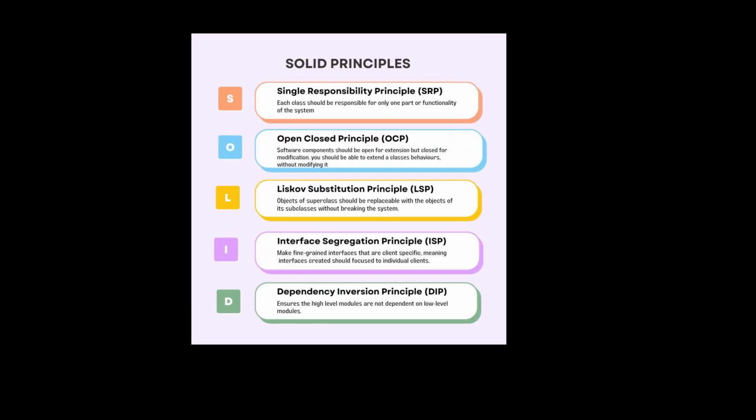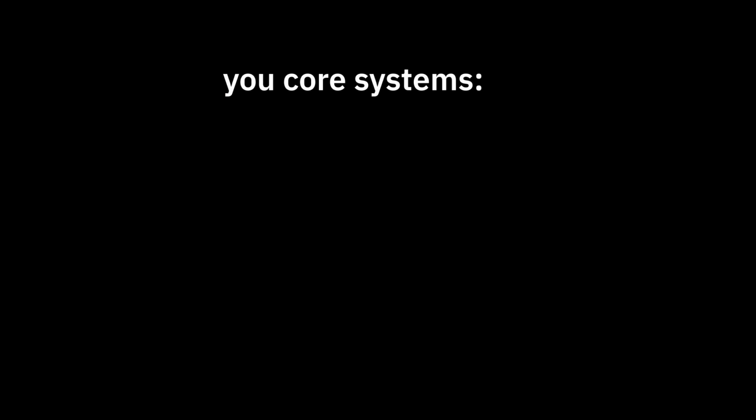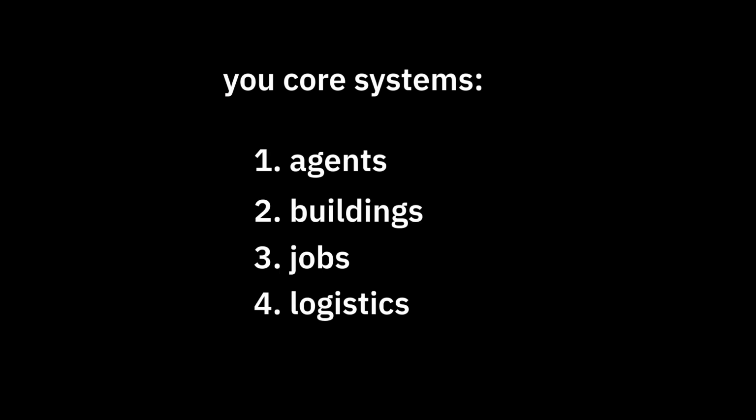Number 3. Event-driven architecture. Keep all your systems separate with only one-way dependencies. Your core systems, like agents, buildings, jobs, and logistics, should have no game objects, no rendering, no audio, just pure C-sharp. Invoke events that other systems can listen to do the actual rendering.